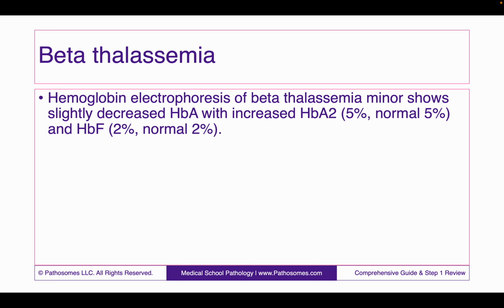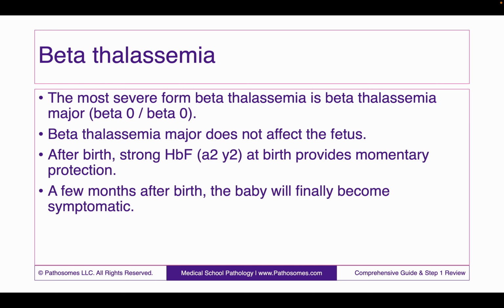Hemoglobin electrophoresis of beta thalassemia minor shows slightly decreased hemoglobin A with increased hemoglobin A2, which is 5%, normal 5%, and hemoglobin F, which is 2%, because normal is 2%. The most severe form of beta thalassemia is beta thalassemia major, where there's a beta naught.